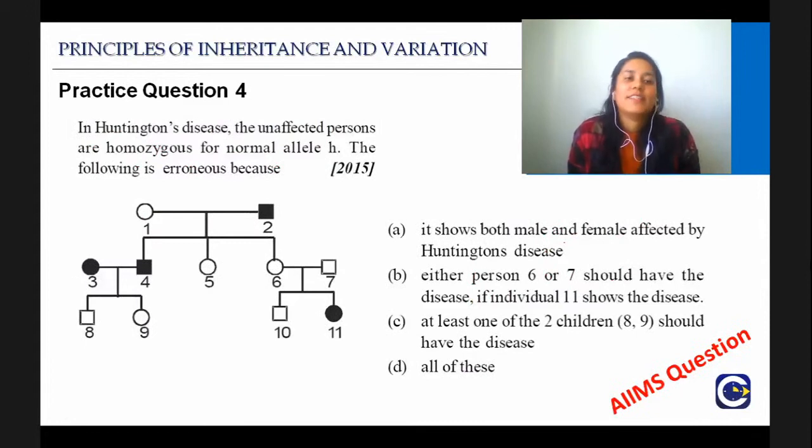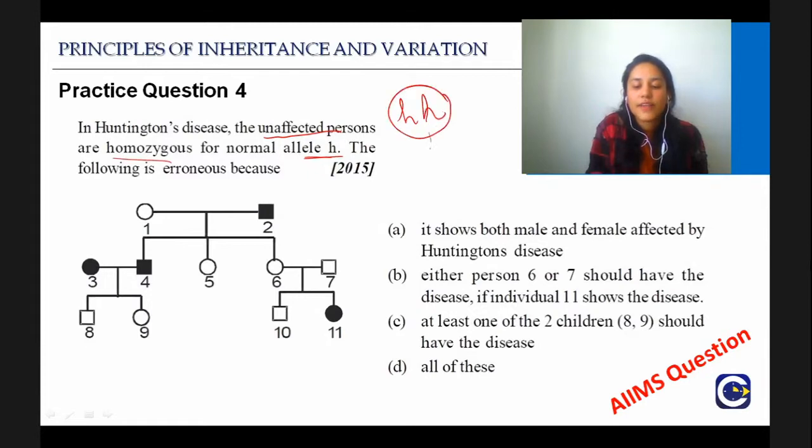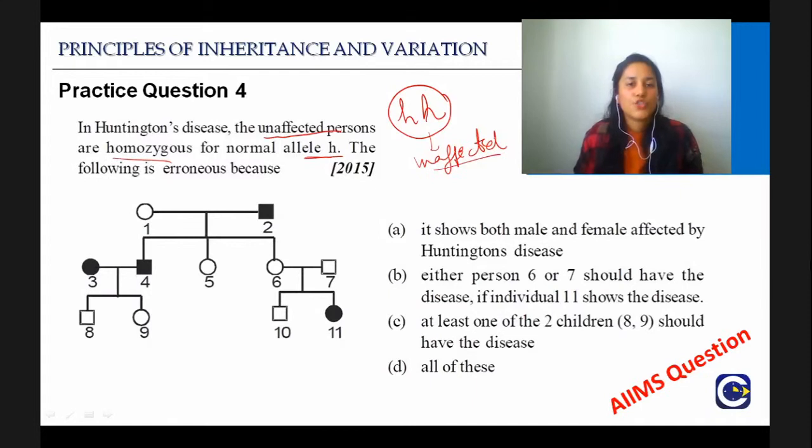Okay, AIIMS question time. And AIIMS will always ask you weird questions. So read the question first. In Huntington's disease, the unaffected persons are homozygous for allele small h. These are unaffected. So what is the disease? Is it dominant or is it recessive? If small h is unaffected, then it is a dominant trait. They are already telling it to you in a different way in the question.